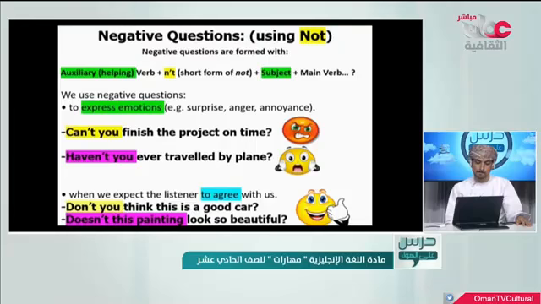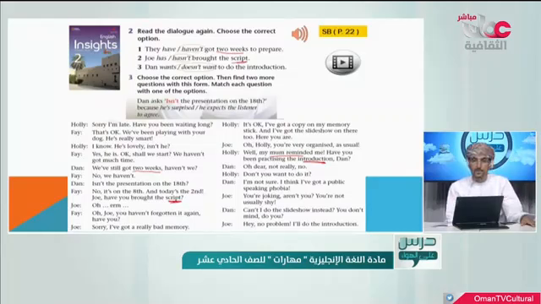Second, we use the negative questions when we expect the listener to agree with us. Let's see the first example. Don't you think this is a good car? In this case, I'm waiting him to show agreement with my opinion. Let's see the other example. Doesn't this painting look so beautiful? The same as I'm waiting for his response to be agreement or to show an agreement with my opinion, right? Okay, dear students. So we use here negative question when we expect the listener to agree with us, and also when to express emotions such as surprise, anger, and annoyance.